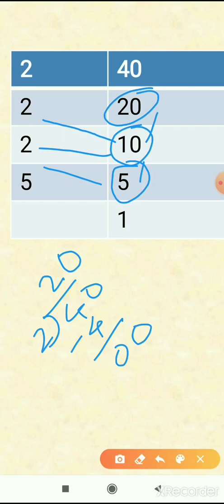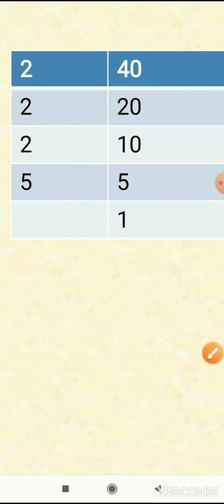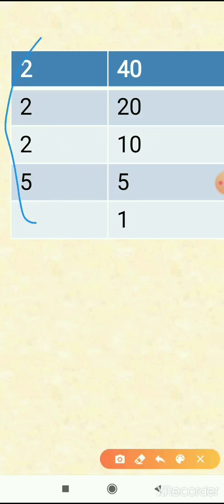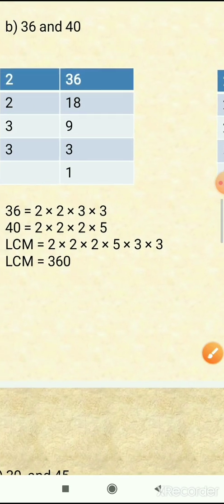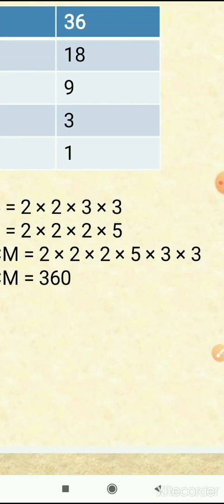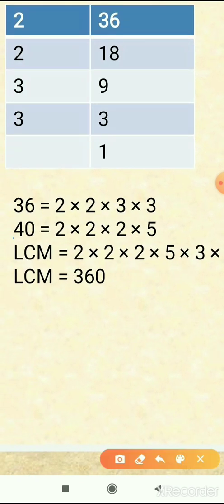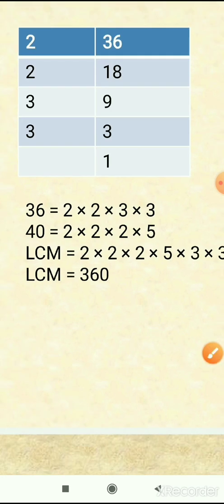And 5 is a prime number, so it is divisible by itself. 5 ones are 5. In this way, we get the prime factorization of 40. Here all the divisors are prime numbers. So look here, we get the prime factorization of 40. Look here student, 2 into 2 into 2 into 5. This is the prime factorization of 40.